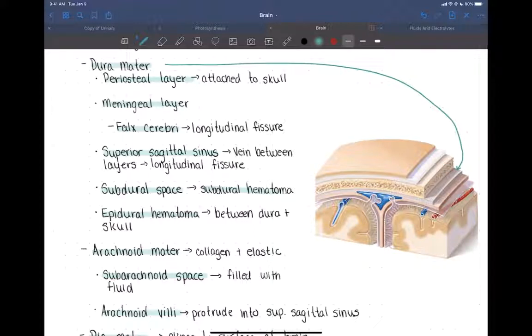That dura mater is divided into 2 separate layers itself. So we have the periosteal layer. Osteal meaning it's next to the bone.